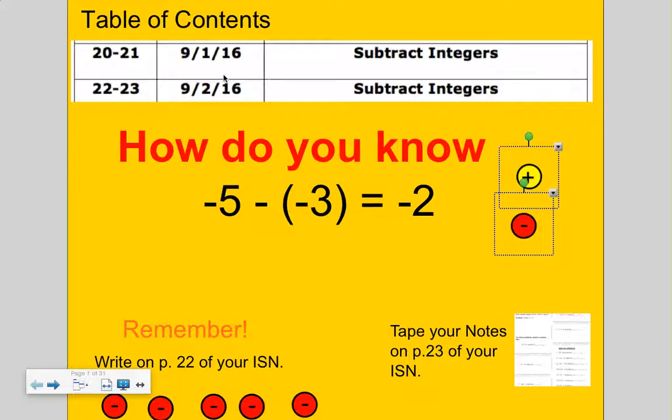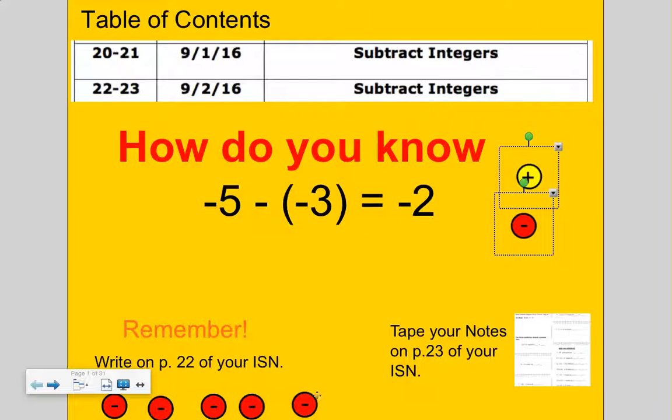Today we're going to talk about how to subtract integers part 2. How do you know that negative 5 minus negative 3 is equal to negative 2? In this number routine, the answer is negative 2. But I want you to prove to me that it is negative 2. I'm going to do it both ways. I'm going to use the subtraction of integers rule, and then I'm going to also use modeling.